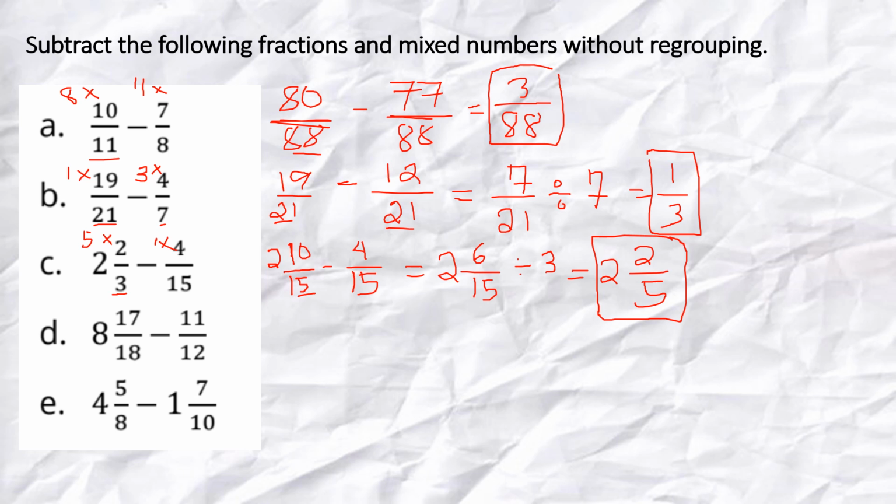For letter D, we have 8 whole and 17 over 18 minus 11 over 12. So the LCD of these two fractions is 36. 36 divided by 18 is 2. 2 times 17 is 34. 36 divided by 12 is 3. 3 times 11 is 33. Copy the whole number 8. 34 minus 33 is 1. Copy the denominator, 36. So our answer is 8 whole and 1 over 36.